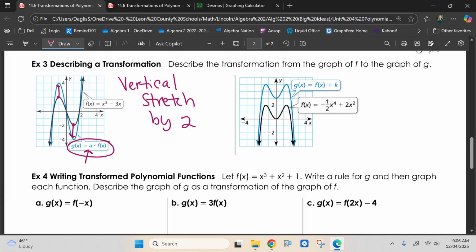Ready for the next one? Yes. All right, so my black function is f. That's -1/2 x to the 4th plus 2x squared. It just got taller. Okay, it got taller. Or like it went up. Good. Plus k means it just got shifted up or down. It went up. It went up how many? 1, 2, 3. 3. Good. Everything got pulled up 3 units. The whole thing slid.